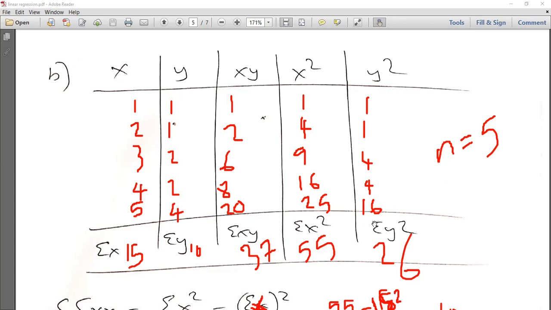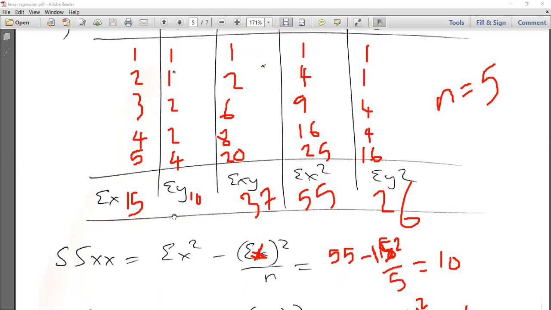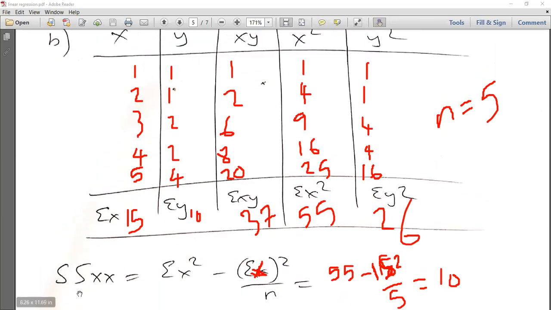If this table is clear on how we got it, we are now going to calculate what are called the sum of squares. So sum of square x, I said you just put x throughout. Summation of x to the power 2 minus summation of x to the power 2 over n. So sum of square x, that's 55 minus summation of x, which is 15 to the power 2 over n, which is 5. So we're going to get a 10.